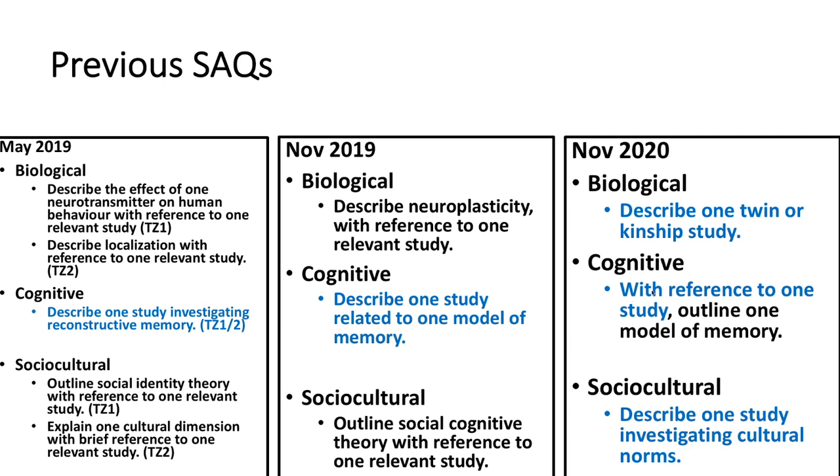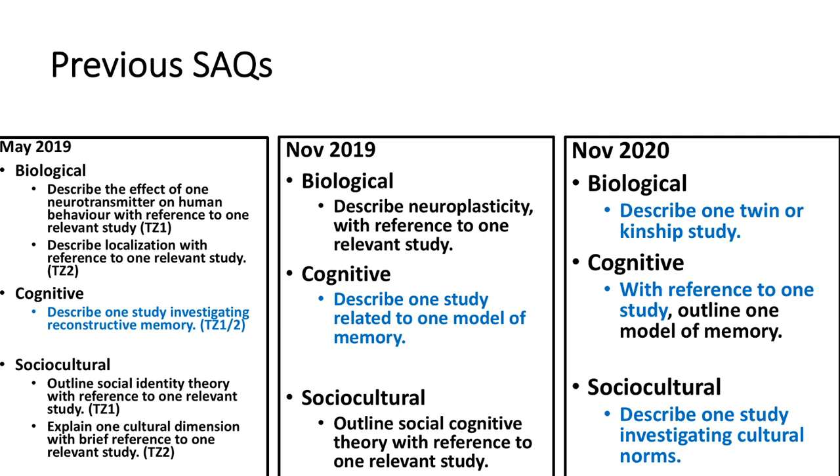Well, you see here, the cognitive question is very similar to the May 2019 social cultural question, but this one said outline social identity theory with reference to one relevant study. This one reverses that: with reference to a study, outline one model of memory. Now, maybe I'm reading too much into this, but it seems to me like that might be a deliberate change.